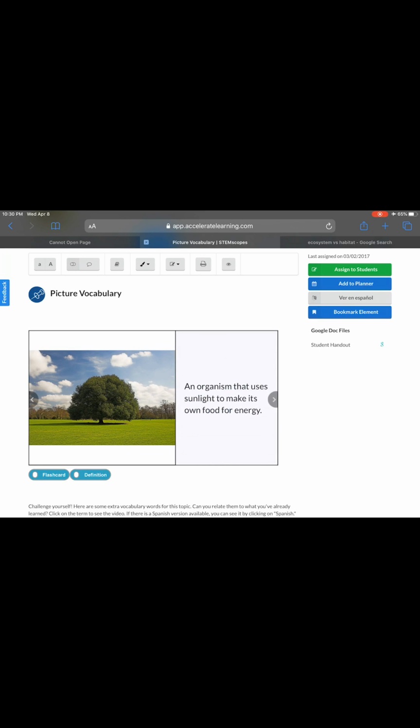Producer, with a picture of a tree. An organism that uses sunlight to make its own food for energy.